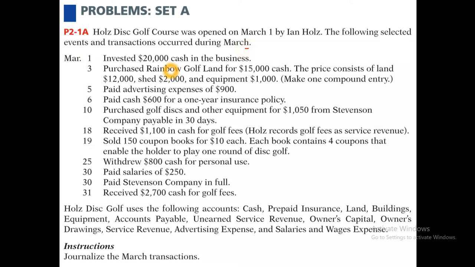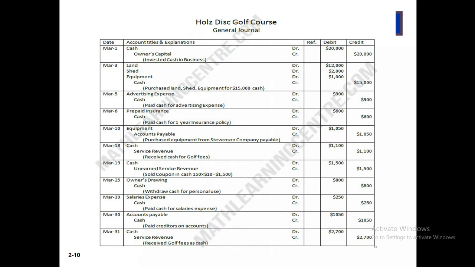March 1, invested $20,000 cash in the business. For these transactions, the instruction is to analyze the March transactions, meaning all the transactions need to be analyzed. For this investment, cash will be increased, that means cash debit, and owner's equity will be increased, that means owner's equity will be credit. So this is the transaction: cash debit and owner's capital credit.